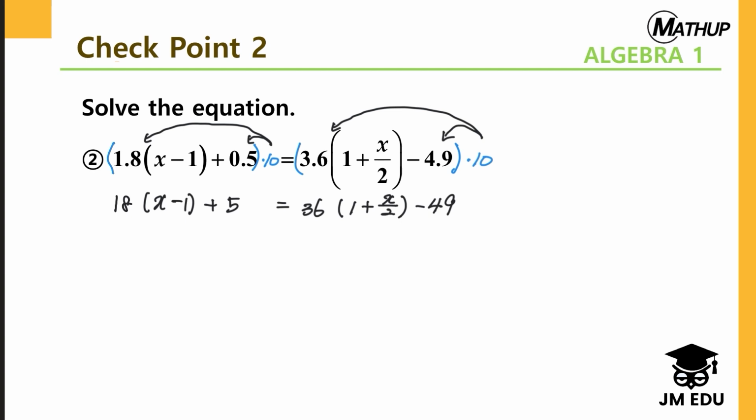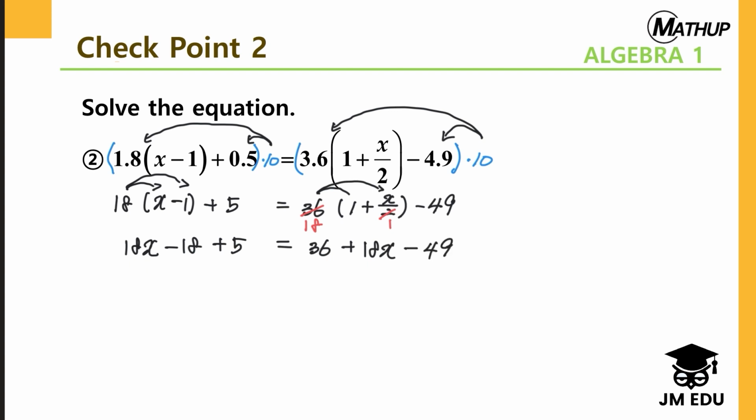So let's simplify this. We're going to eliminate the parentheses. So 18 times x, that's 18x. 18 times negative 1, that's minus 18. And we have a plus 5 is equal to, 36 times 1, that's 36. And 36 times x over 2, 2 times 18 is 36, right? So that's going to be 18 times x, which gives us 18x. And we have a minus 49.